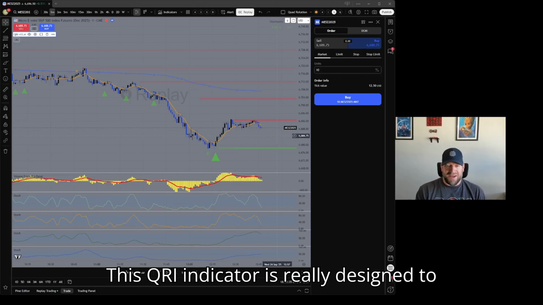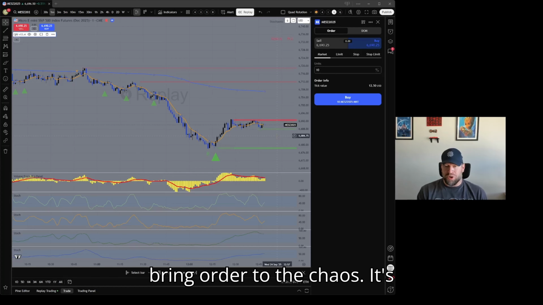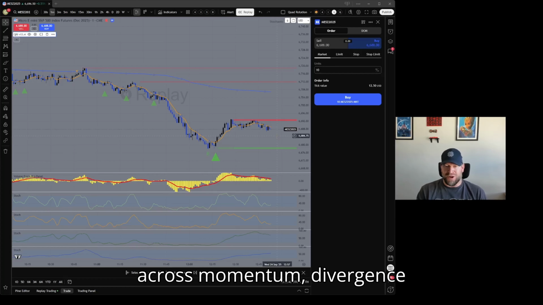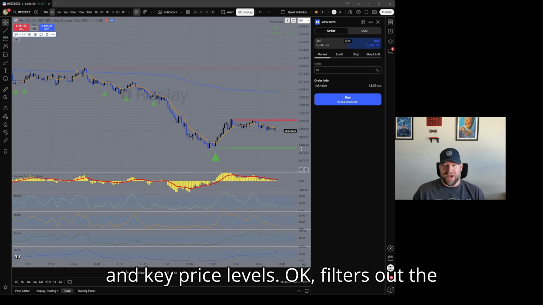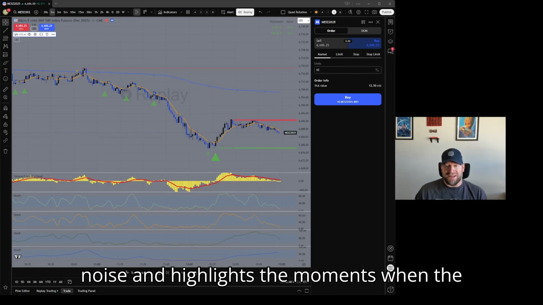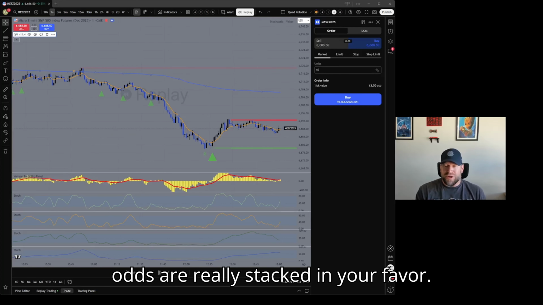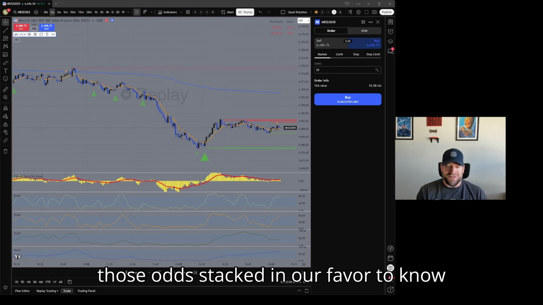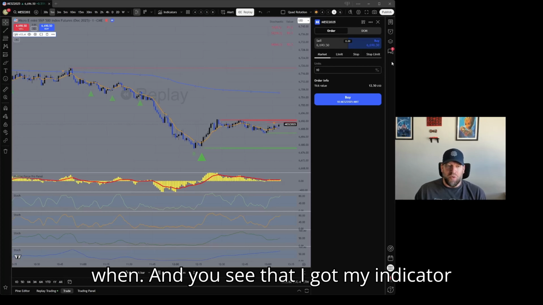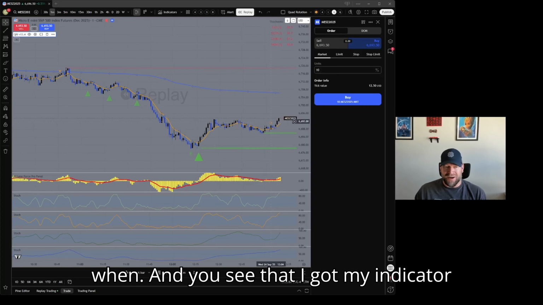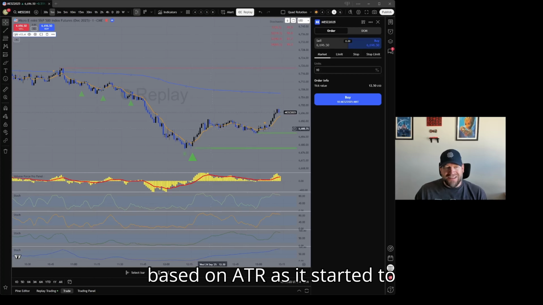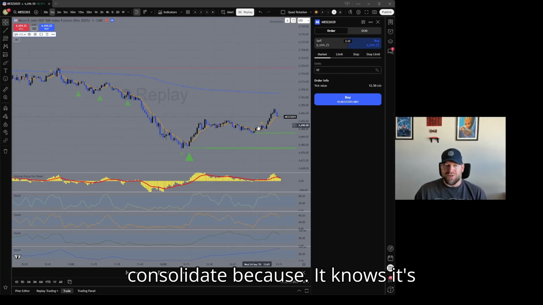This QRI indicator is really designed to bring order to the chaos. It's systematically requiring confluence across momentum, divergence, and key price levels, okay? Filters out the noise and highlights the moments when the odds are really stacked in your favor. That's what we're after, right? We want those odds stacked in our favor to know when, and you see that I got my indicator here saying, here's your exit signal based on ATR, as it started to consolidate because it knows it's running out of steam.